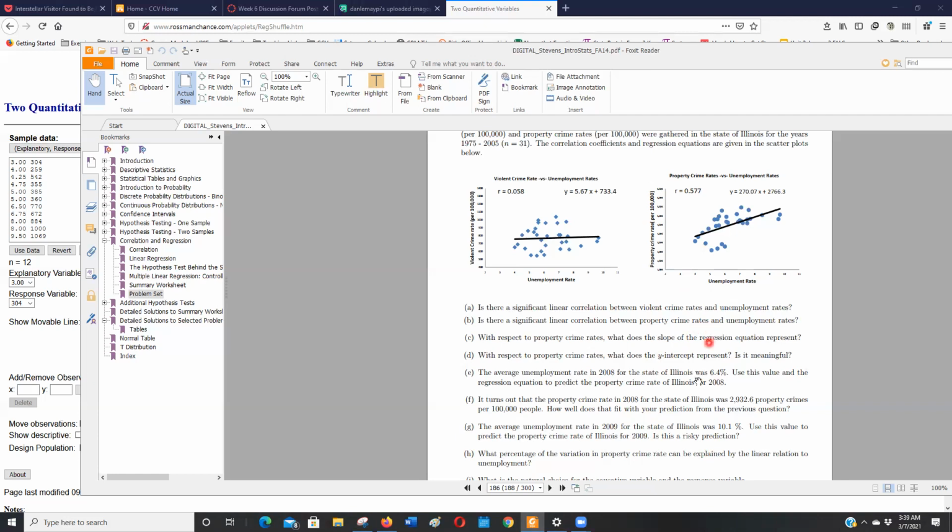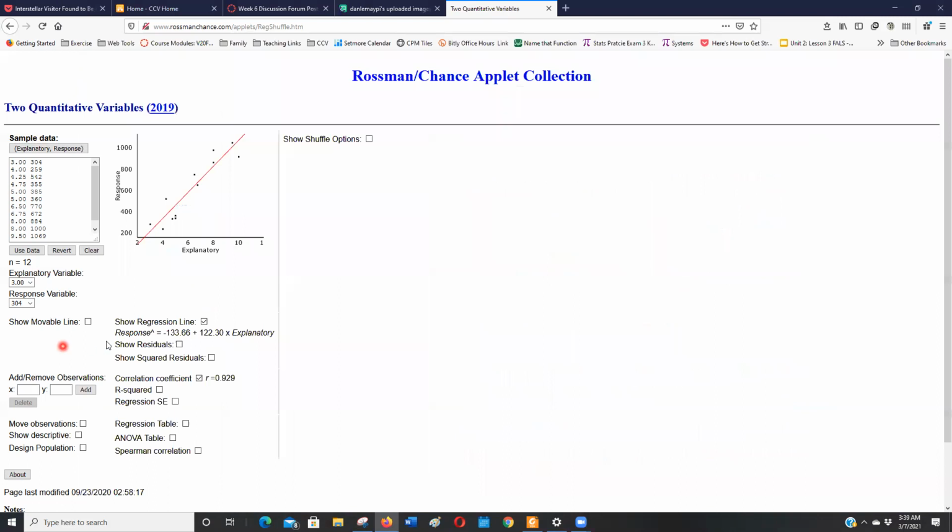But I digress. I wanted to show you how to use the calculator to get the regression equation and the slope, I mean, the correlation coefficient. Here's R squared. I won't continue, but you can get a lot of other stuff off this applet.